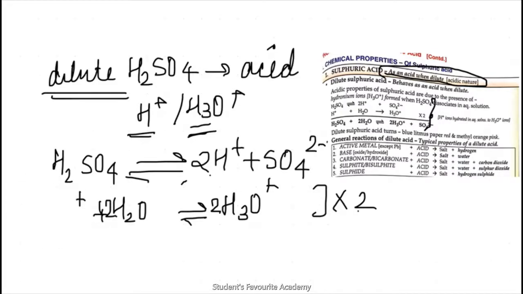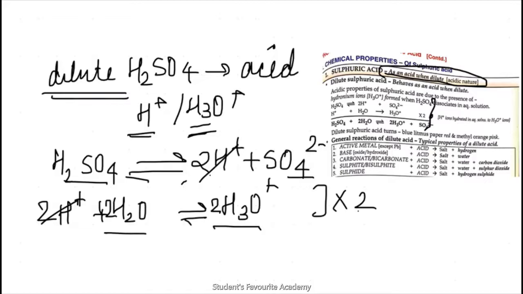Okay, just a second, children. So this also becomes 2. Then this 2 gets cancelled. So what am I getting? H2SO4 plus 2 times H2O gives me 2 times H3O plus ions, and then SO4 2 minus ions. Since it is liberating hydronium ions, that is the reason why it is behaving as an acid.